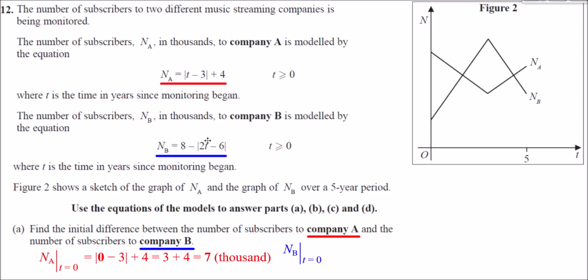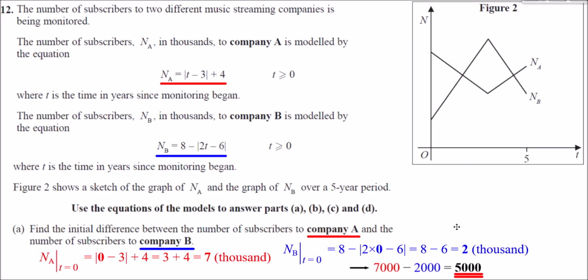Company B, if I plug in t being equal to 0, I get 8 minus the modulus of 2 times 0 minus 6. 2 times 0, of course, is just 0. So it's 8 minus the modulus of minus 6, which is 6. So it's the same as 8 minus 6, which just gives 2. But again, we're talking in terms of thousands. So the initial difference between the numbers of subscribers is going to be 7,000 minus 2,000, which is 5,000. And that's all we need for part A.